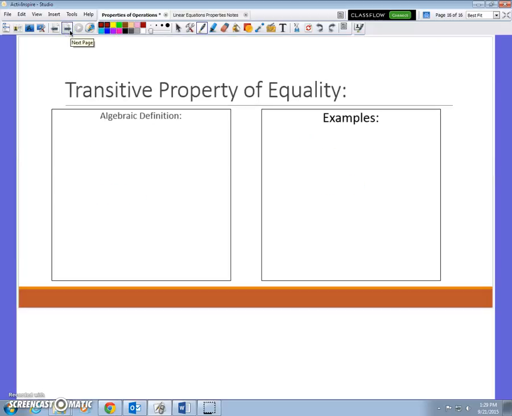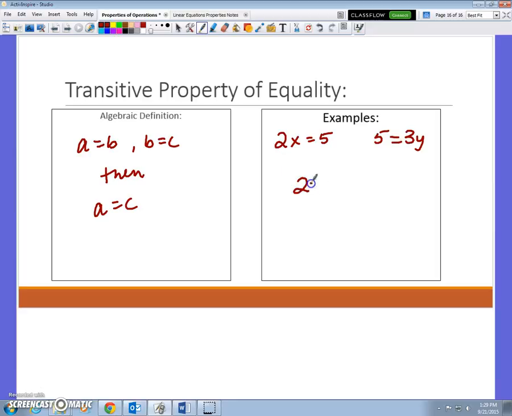And the transitive property says if A equals B and B equals C, then A also has to equal C. So if 2x equals 5 and 5 equals 3y, then 2x must equal 3y. And that's it. Transitive property of equality.